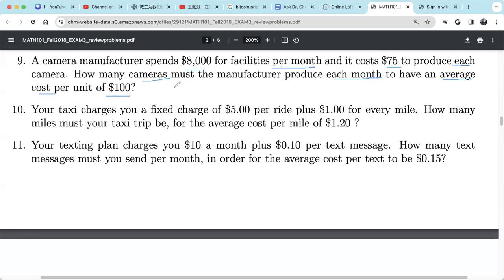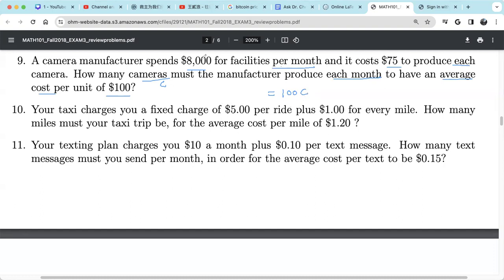So we want to make an equation out of this. One side of the equation is saying the cost of cameras. So we want to make both sides the cost of cameras. How many cameras to make? Let's call it C. Let's say each month the manufacturer has to produce C many cameras to have an average cost of $100 each. So the average cost of $100 is easier. Let's write it on the right-hand side. Because the average cost of each camera is $100, and we assume we have C many, that's just 100 multiplied by C.